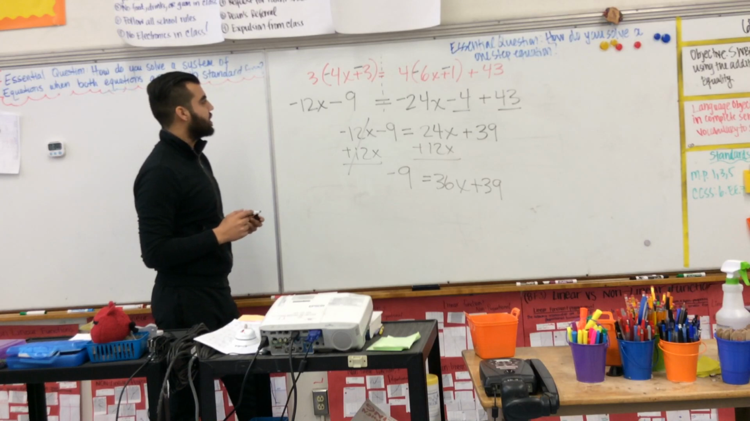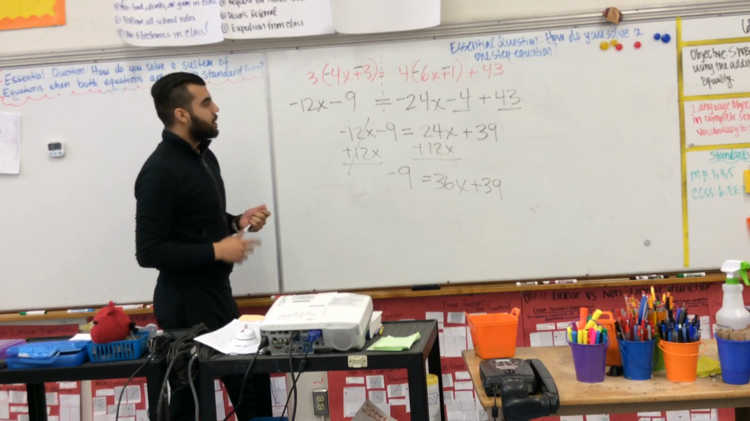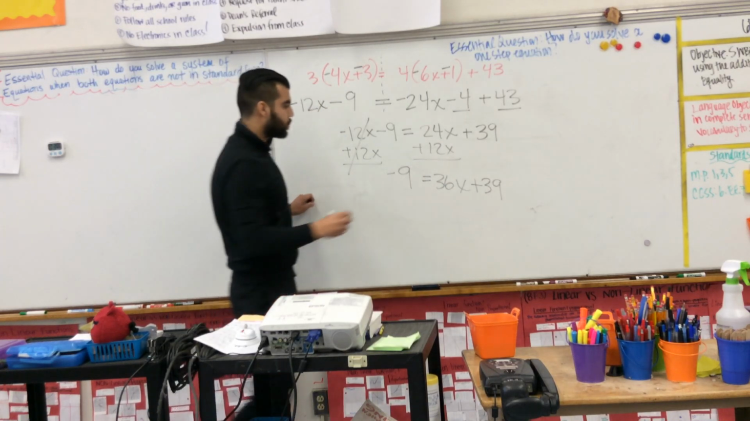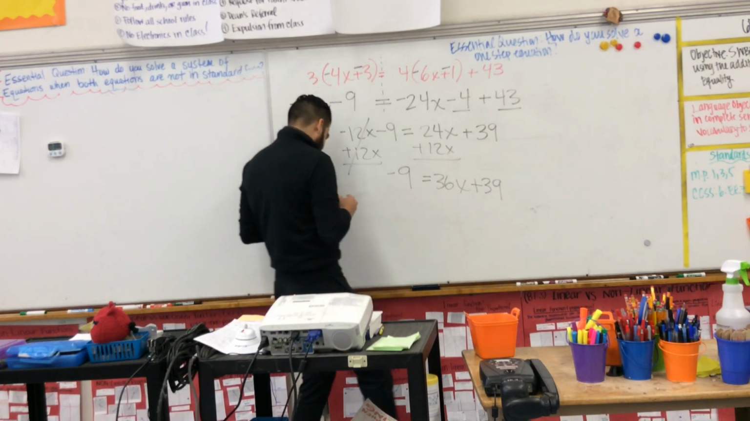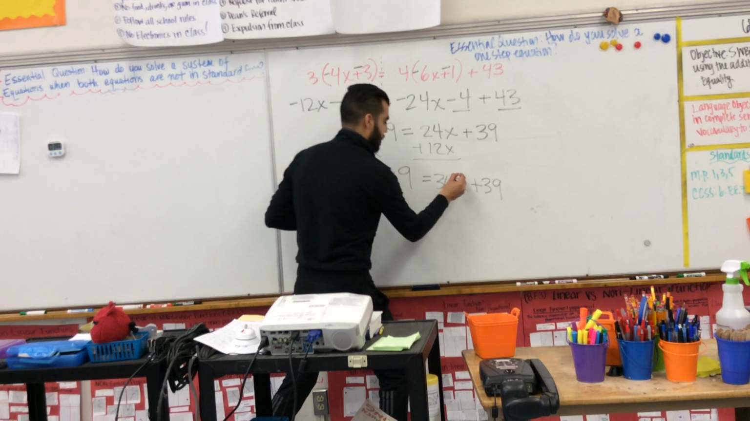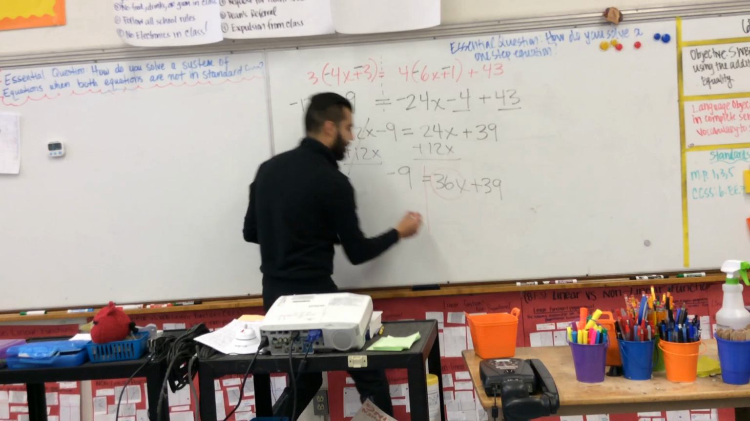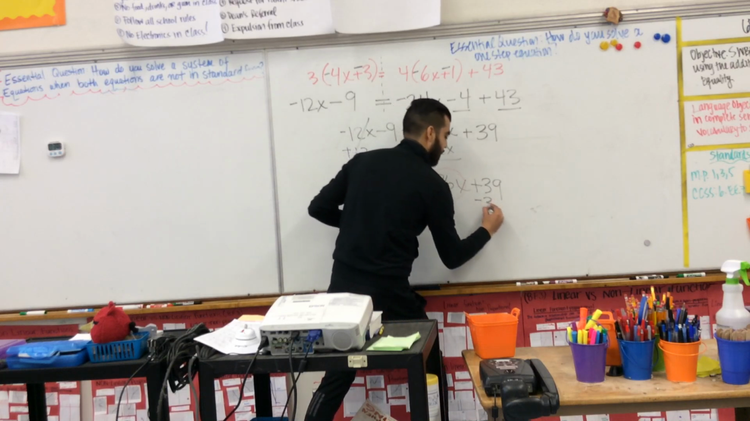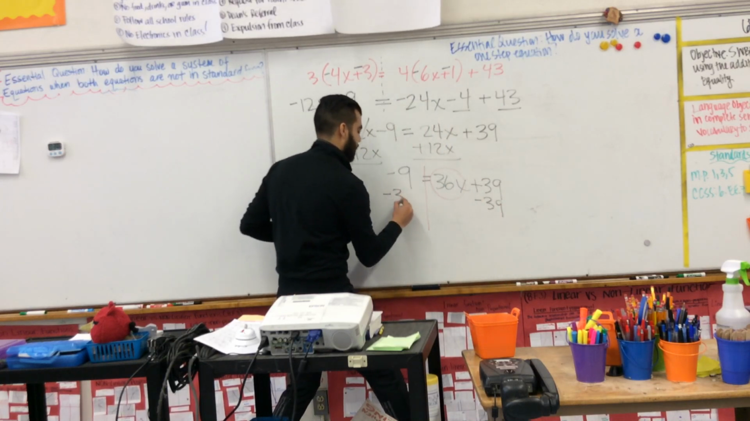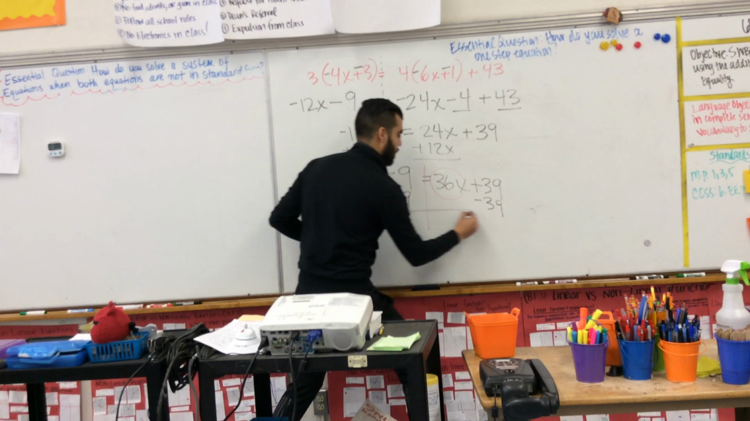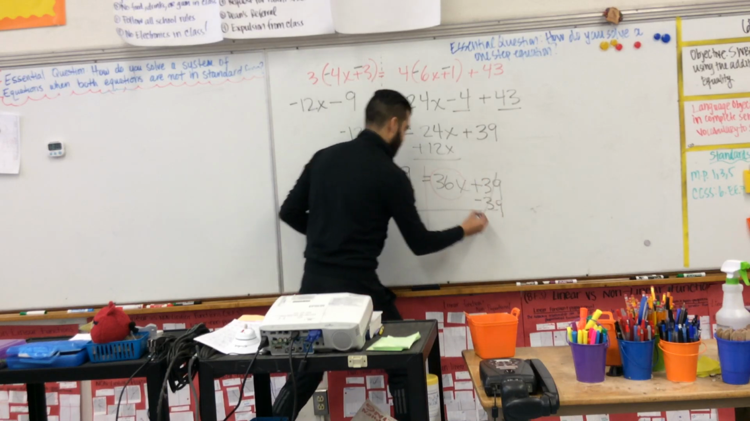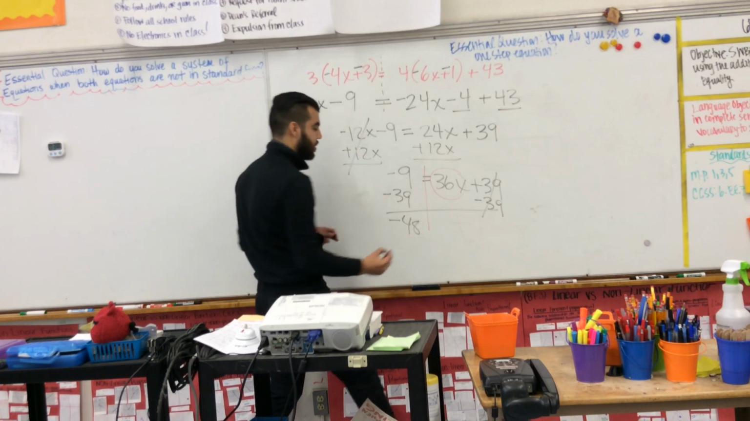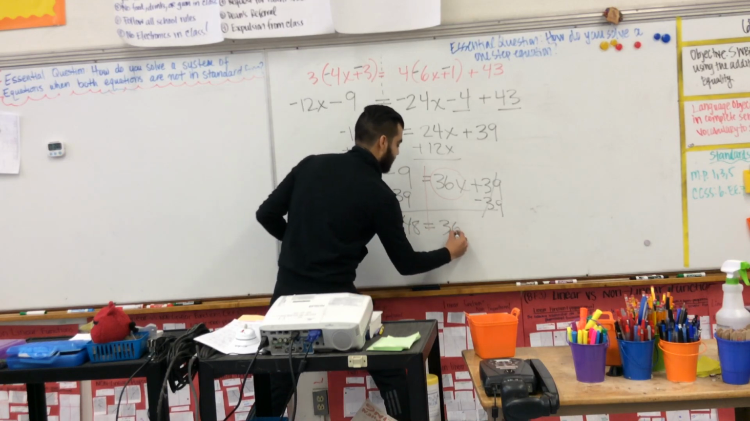Now at this point, let's see, what do I have? Circle the variable, draw the barrier, subtract 39 from both sides. This goes away. Negative 48, they're the same sign, so you add, equals 36x.